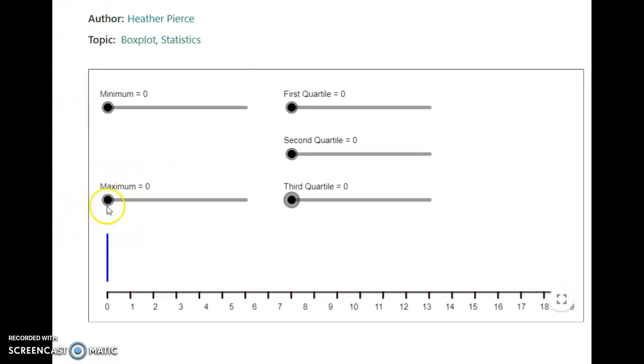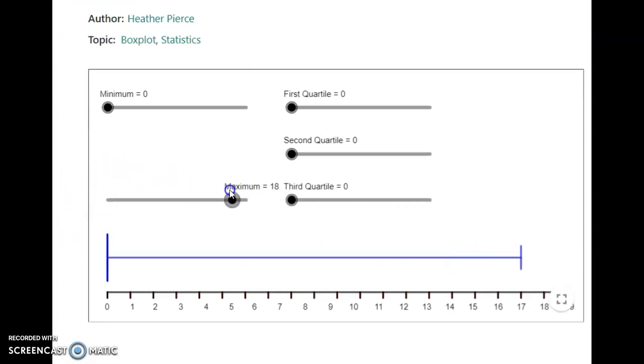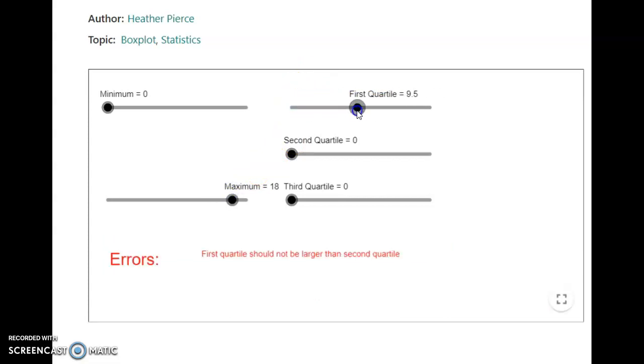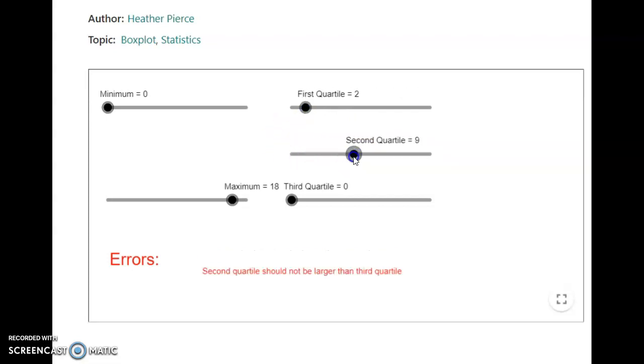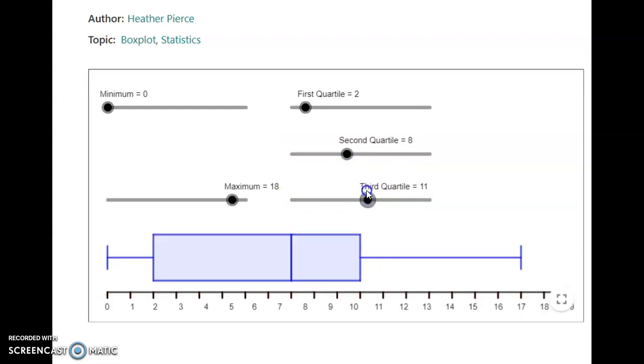So I just slide the numbers. So my max is 18. First quartile was 2. Median is 8. And the quartile 3 is 15. Okay, so here is my box and whisker plot. The number line, the numbers get off a little bit. So this right here, the middle is 8. Doesn't look like it, but it is.